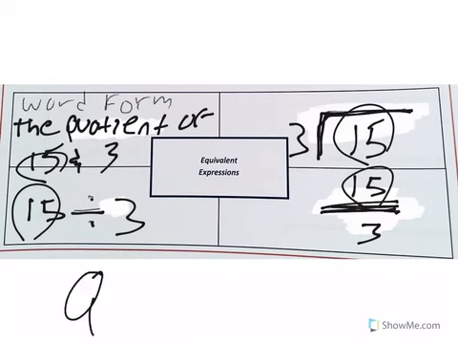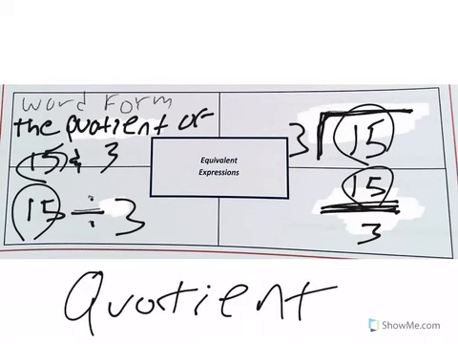Okay? Quotient, as you hopefully remember, and if not, here's a reminder for you, is the answer to a division problem. So when you say the quotient, it's like if you say the sum of 2 plus 2, that means you're adding 2 plus 2. If you say the quotient of 2 and 2, then you're dividing.